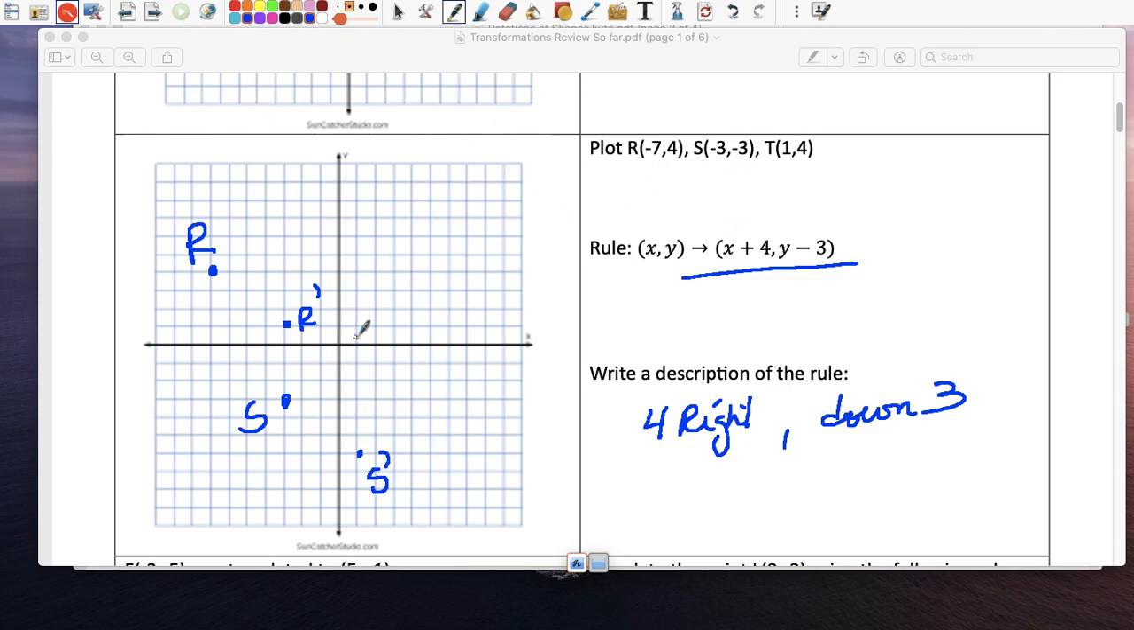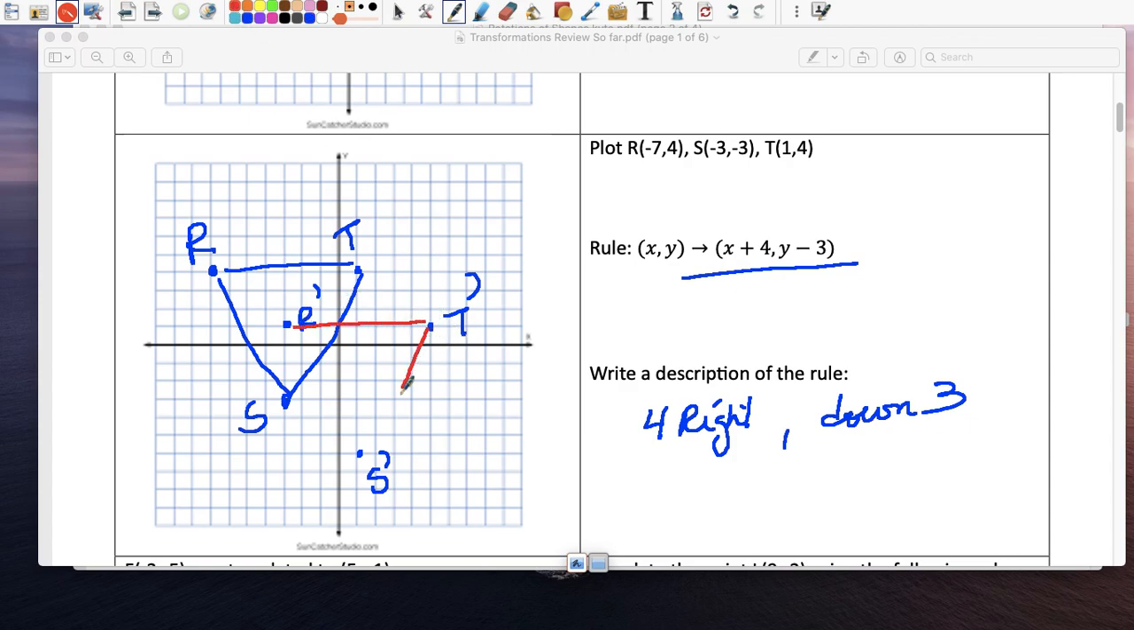And then T is 1 and 4. 1 to the right and 1, 2, 3, 4. So here's point T. I'm going to move point T 4 to the right, 1, 2, 3, 4, and 3 down, 1, 2, 3. So this is T prime. So let me use blue to connect the original points. And I'm going to use red for the image.